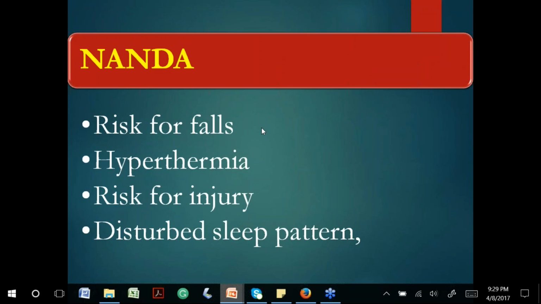All right, so risk for falls. Patients who have hypertension, if you give some antihypertensive, the blood pressure goes down. So when the patient starts to move and tries to go to the bathroom, they can fall because of what we call orthostatic hypotension. Orthostatic hypotension, risk for falls. We have hyperthermia.